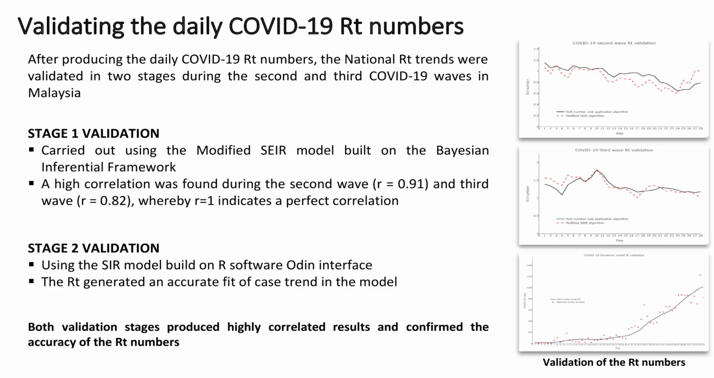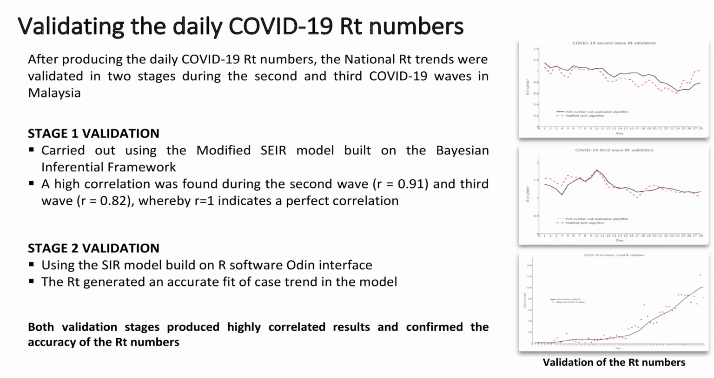The stage 1 validation was carried out using the modified SEIR model built on the Bayesian inferential framework. Here, we found a high correlation during the second and third waves, whereby the Pearson's correlation ranged from 0.82 to 0.91, whereby a Pearson's correlation of 1 indicates a perfect correlation.